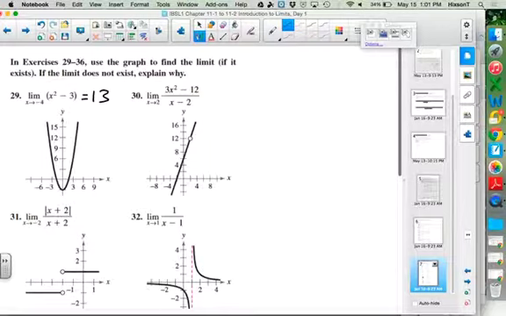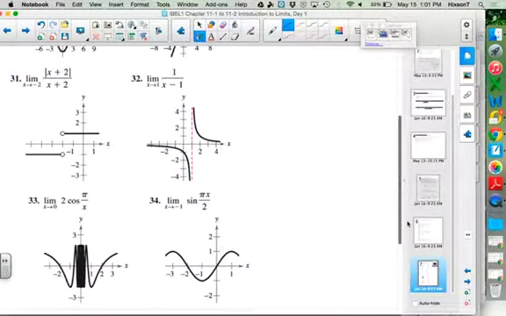On number 30, as x approaches 2, which is that point where it's undefined, what would the limit be? What's the value of our function approaching as x gets closer to 2? 12. Okay? So the limit, even though it's undefined at that point, is 12. The limit, remember, is what we are approaching. That's the key. So the limit would equal 12. Alright?